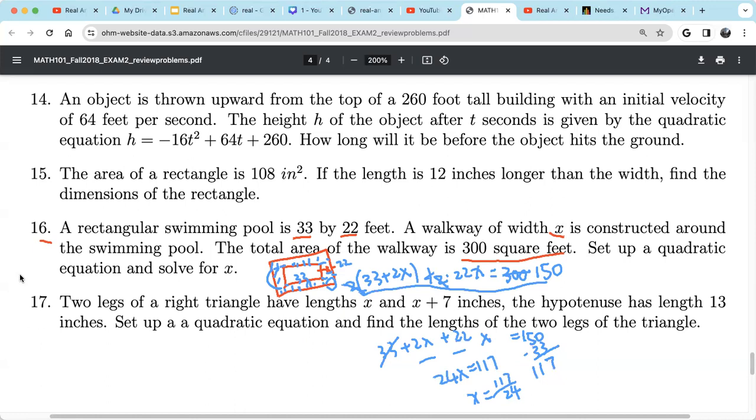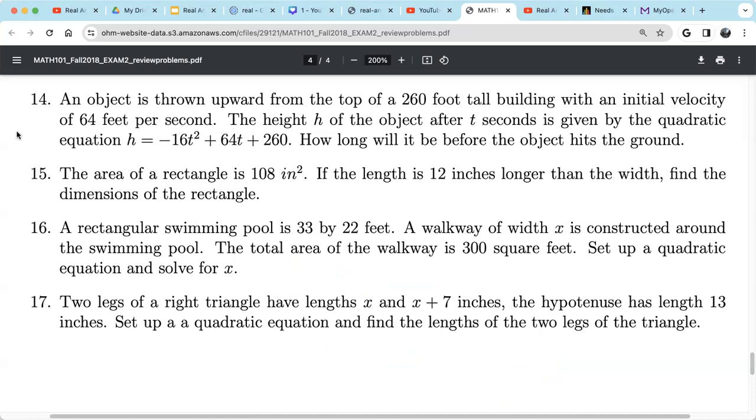Now let's see the last question, 17. Two legs of a right triangle have length x and x plus 7. Let's draw a right triangle. Right triangle means one corner is 90 degrees. So these are the 2 legs, x and x plus 7. Then this is called the hypotenuse, and the hypotenuse has a length of 13 inches.